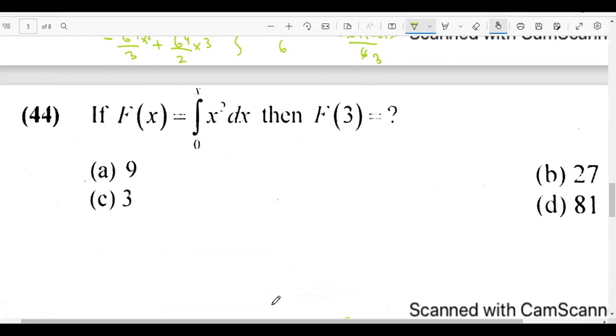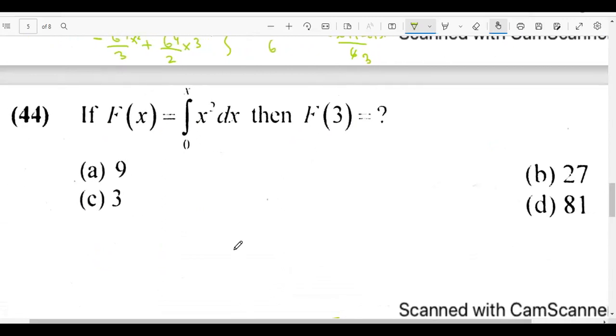It's easy. It says if f of x is this, then f of 3 would be what? We need to find f of x first. So integration would give me this. These are the limits. So this would be x cubed by 3. And for f of 3, I need to plug in 3. So it would give me 3 cubed by 3, and that would give me 9. So the answer is going to be A.